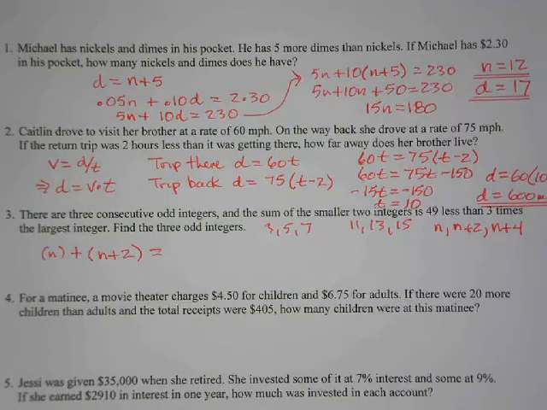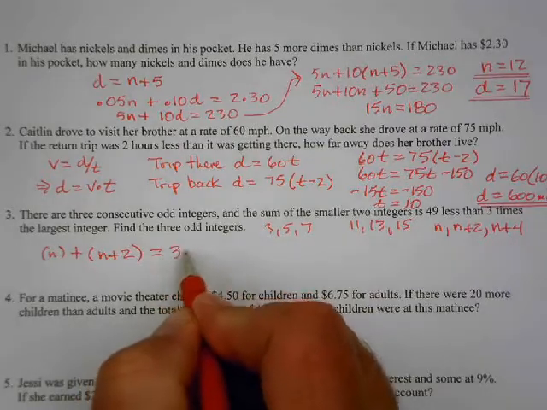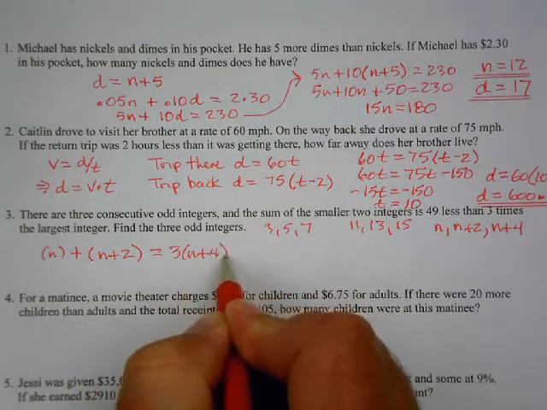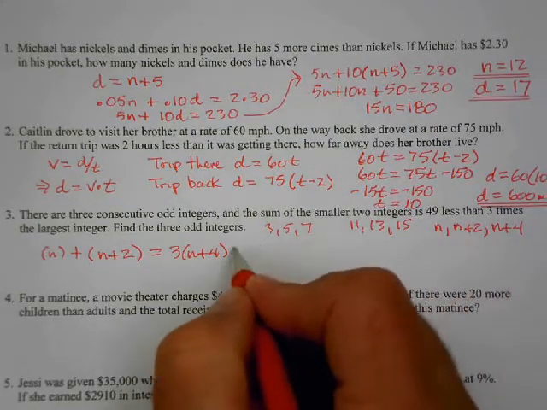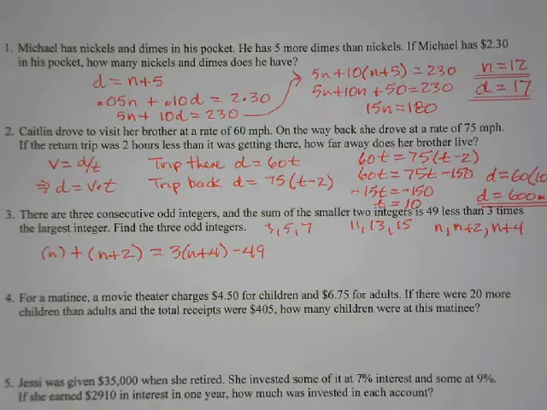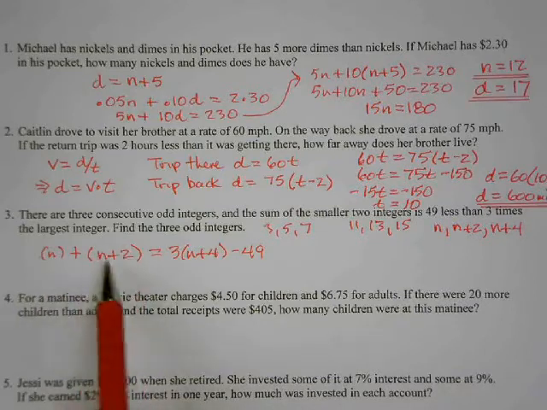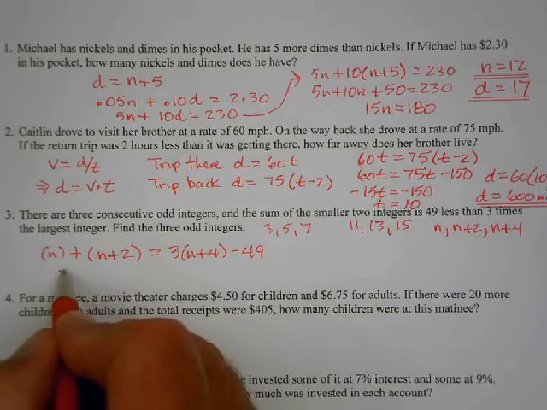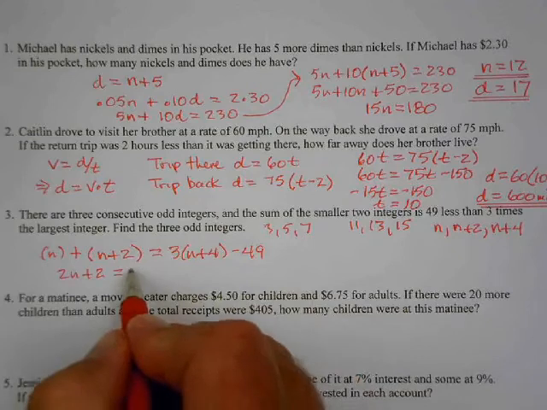3 times the larger one. Well, the larger one is n plus 4, so we want 3 times that. And then less than, well, we have to subtract the 49. Now, these parentheses, as I said, are just to kind of help us bracket things. So here's the first number, there's the second number, there's 3 times the third number. So adding these, I'm going to have 2n plus 2. And then over here, I have 3n plus 12, subtract 49.